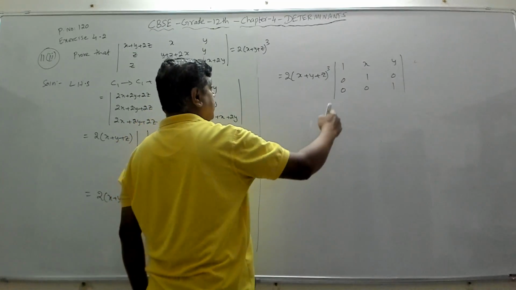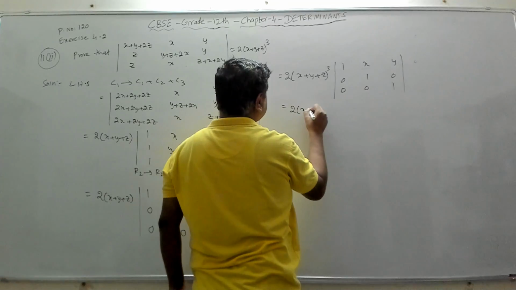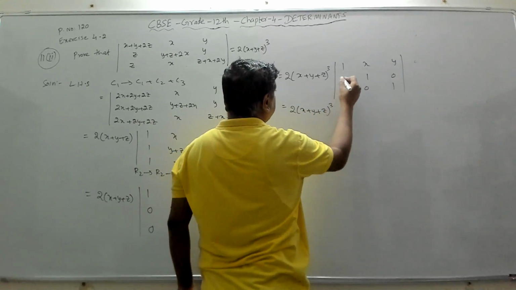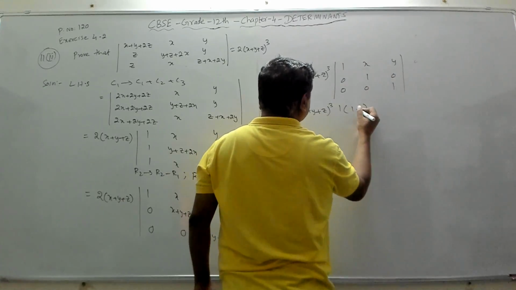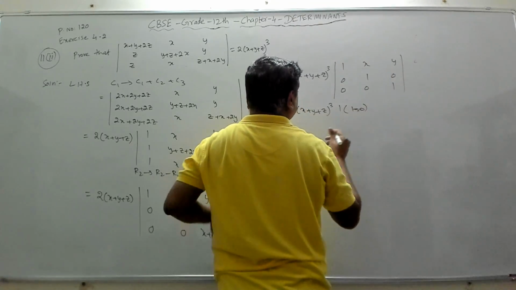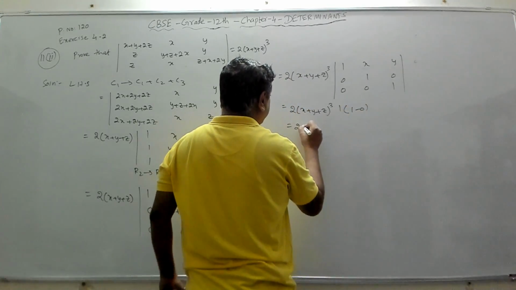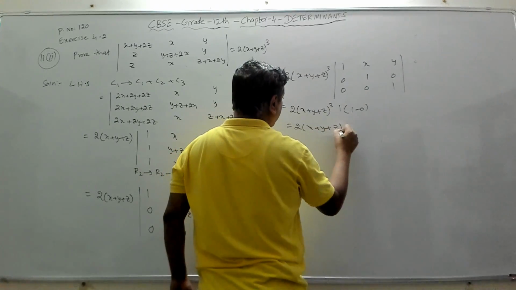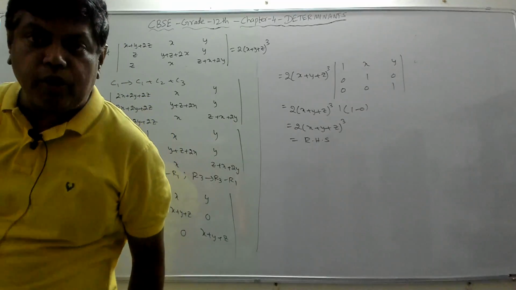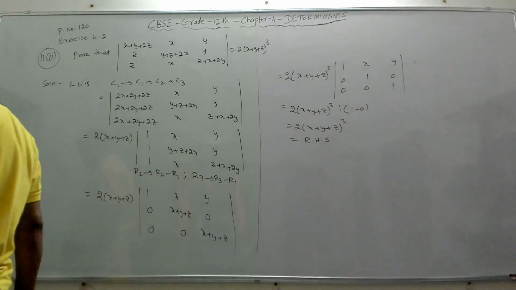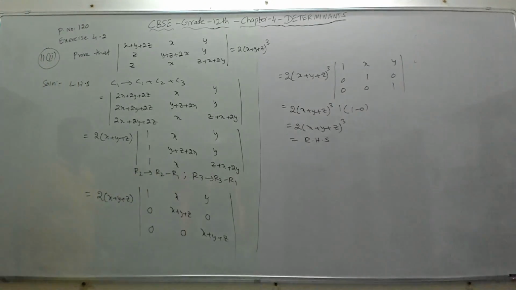Now we can try expanding along column 1. Expanding along column 1 will give you 2 into x plus y plus z the whole cube into 1 into 1 minus 1 is 1 minus 0. 0 into 0 is 0. 1 minus 0, that will give you 2 into x plus y plus z the whole cube, which is your right hand side. Fine. So all of you can pause the video and take the notes.